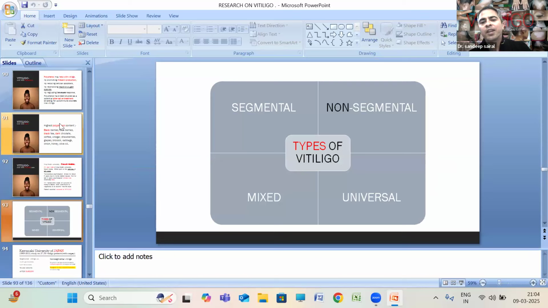We have segmental vitiligo. Segmental means when you have vitiligo on a unilateral side, a single side; it was assumed earlier that the cause is external. And non-segmental means when you have vitiligo on both sides, bilateral. Here it is clear cut that the cause is central, an internal cause. When we have both, it is called mixed type.